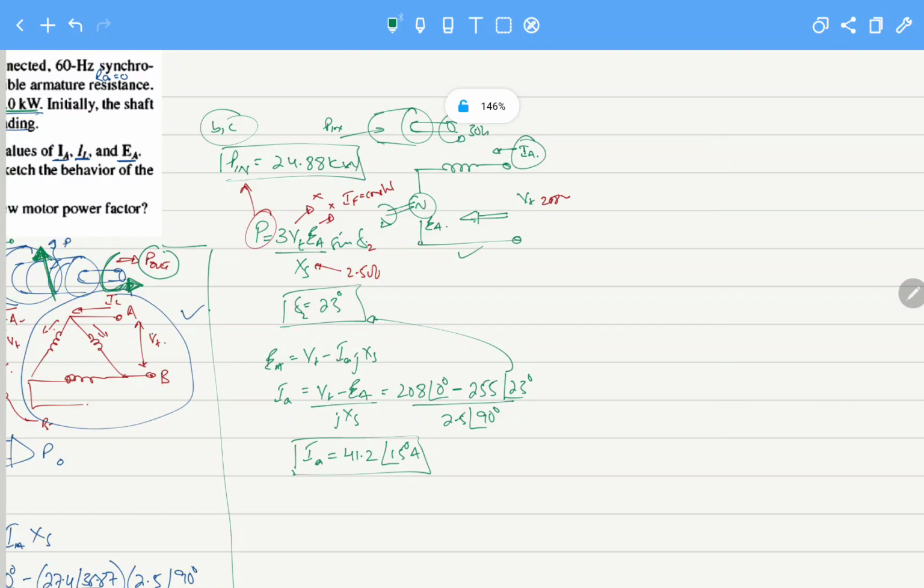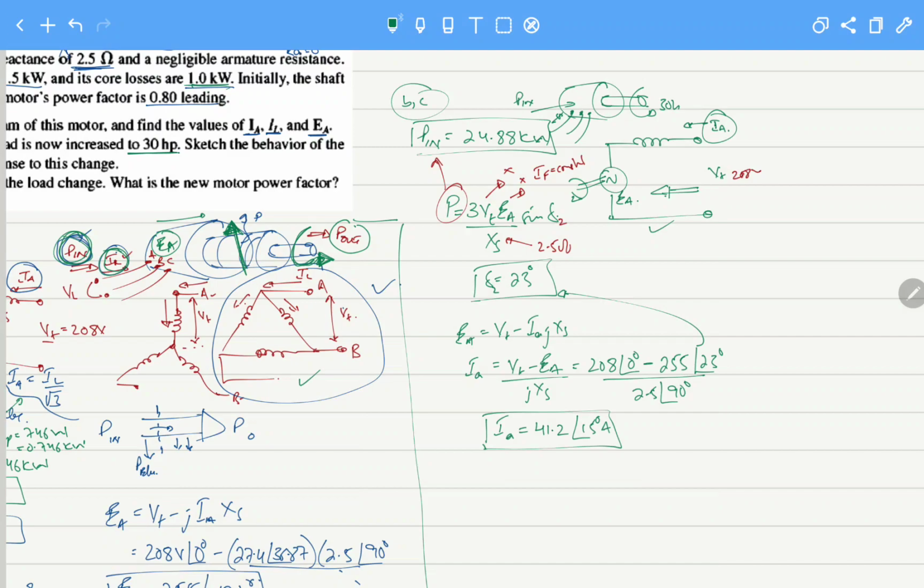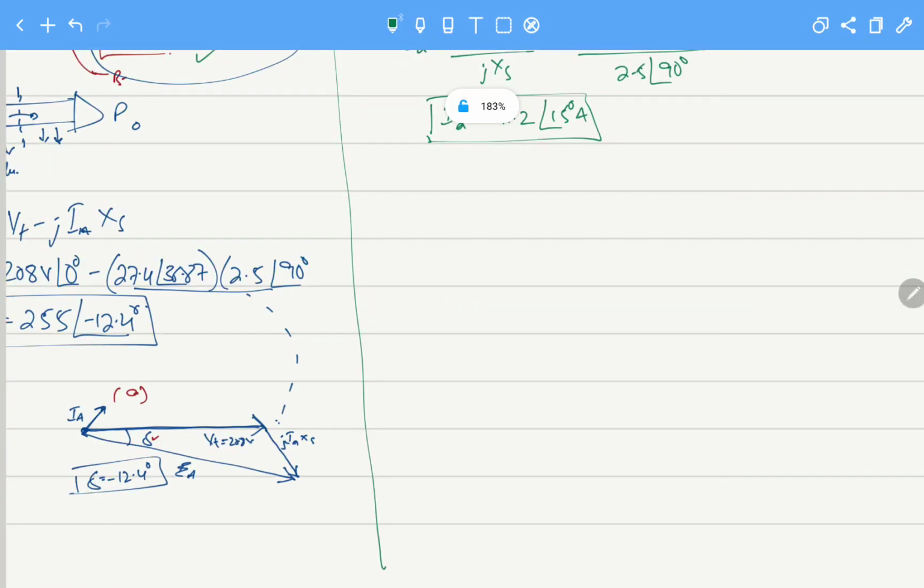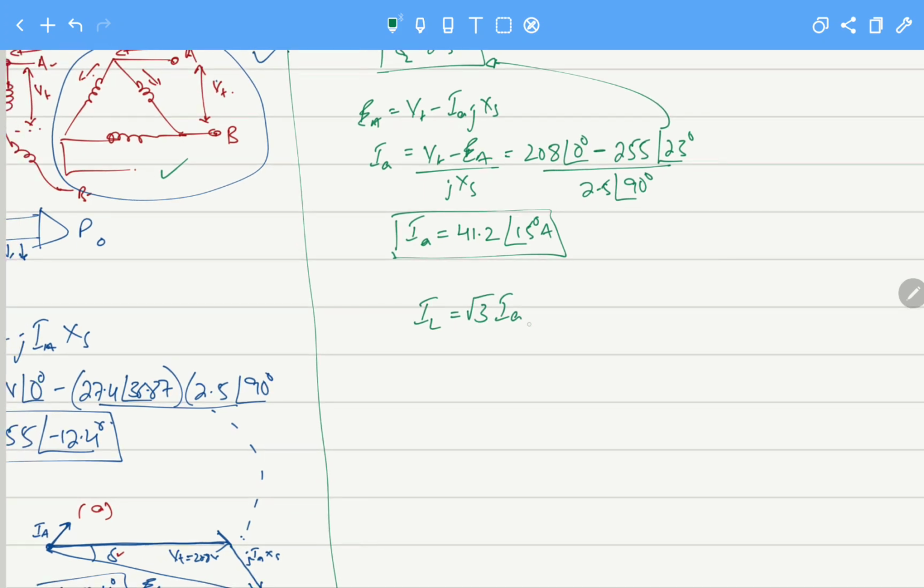This is the current flowing into this. But is it the same current that is flowing into the machine? For a Y machine, this is the same. But here we have a delta machine, and in this case this is not the line current. We have to convert this into our line current. So the line current's value will be root 3 IA, and this will become 71.4 amperes. IL equals 71.4 amperes, and I have not done the angle shifting.